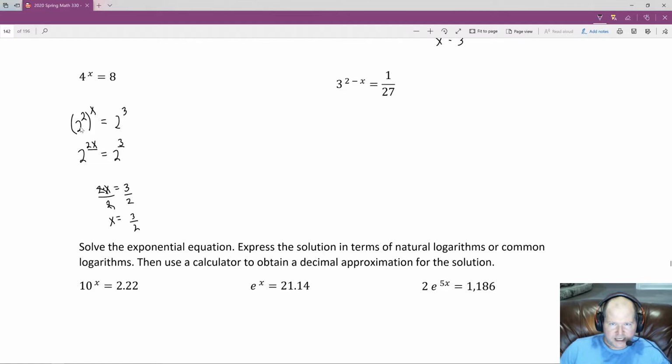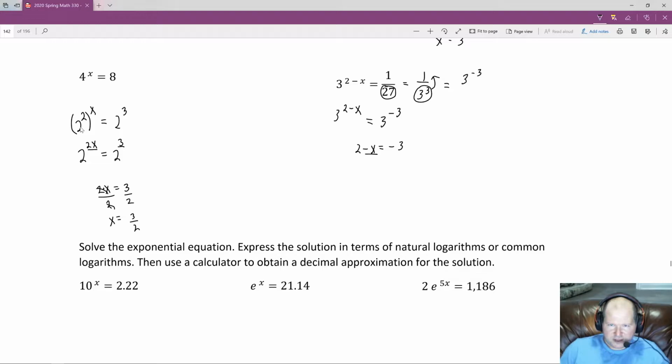Okay, so next we have 3 to the 2 minus x power is equal to 1 over 27. Now, first we can do a prime factorization of that, which basically means it's 1 over 3 to the third. Next, we have to move this from the denominator to the numerator, which means we're going to flip the sign of the exponent. So we end up with 3 to the negative third power. So we have 2 minus x is equal to negative 3. So we end up with 2 minus x is equal to negative 3.